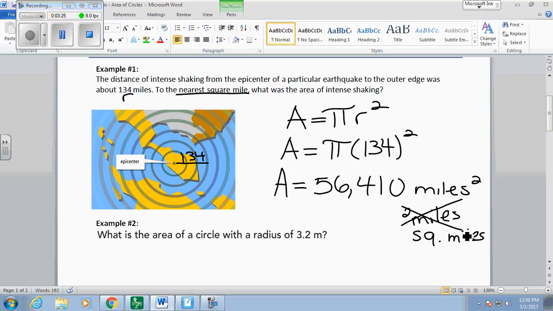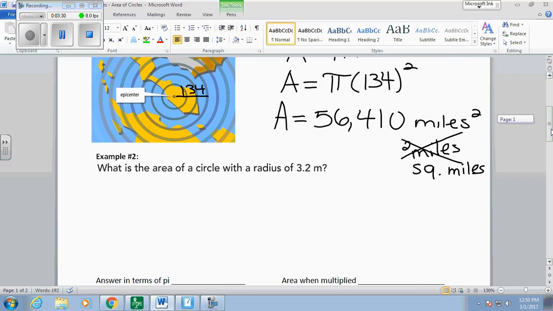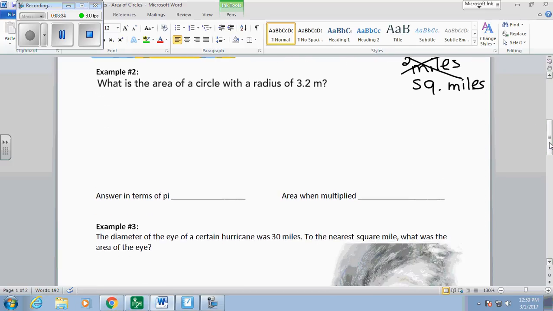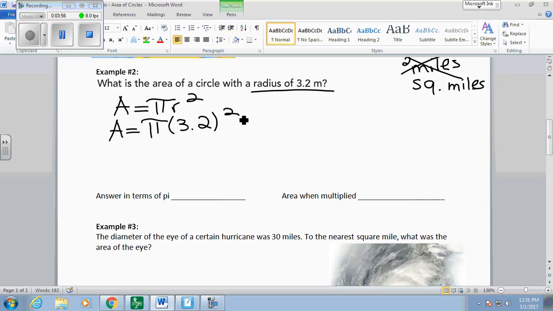Okay? I'm going to just do number 2 with you, only because there's 2 different ways to answer the question, and they're asking for what is the area of a circle with a radius of 3 2/10. So if I have a circle with a radius of 3 2/10, they are looking for me to leave my answer in terms of pi, and then what is the area when you multiply. So again, we're going to get used to this formula, A equals pi r squared. They're giving us the radius of 3 2/10, and we're squaring it.